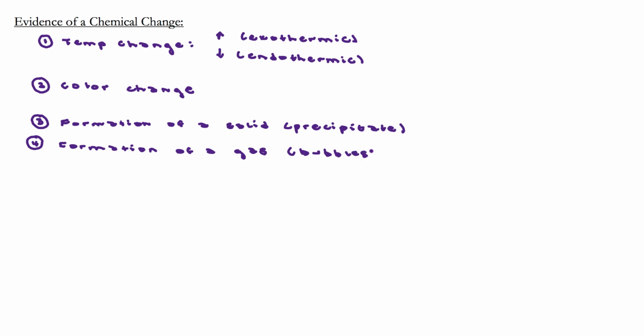And finally, the last evidence of a chemical change, which students don't appreciate when they're in my lab, is an odor being produced. Okay, so at least one of these 5 evidences of a chemical change has to occur for you to be able to confirm that yes, indeed, a chemical change has occurred.